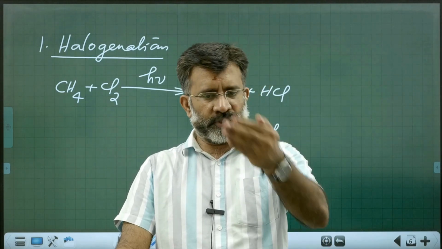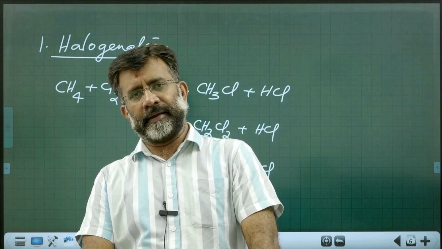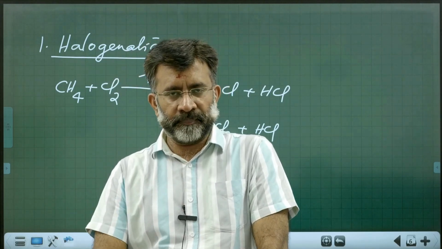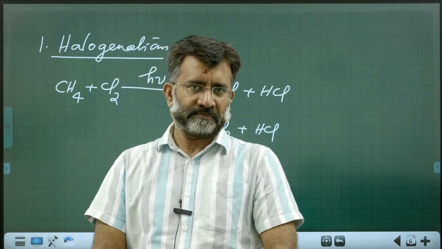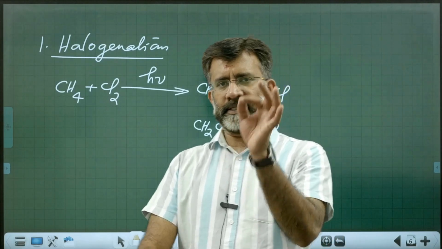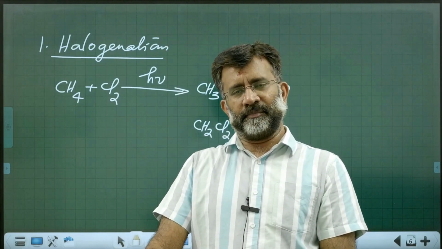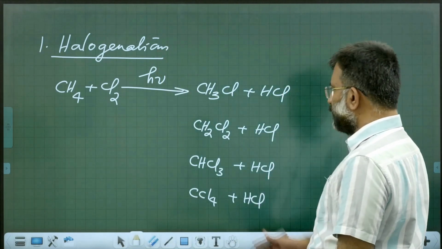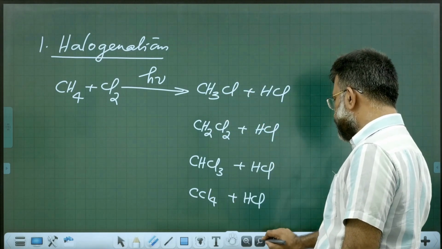So it is a chain reaction, a continuous reaction, involving a detailed mechanism we need to learn: chain initiation, chain propagation, chain termination. Three major steps are involved in the mechanism. This is one example, where you get multiple products like this. It is a chain reaction.